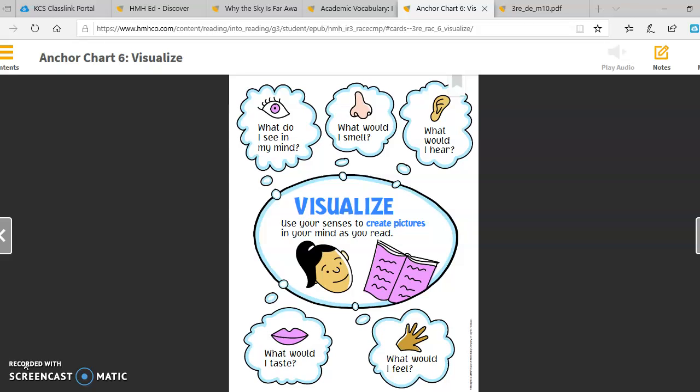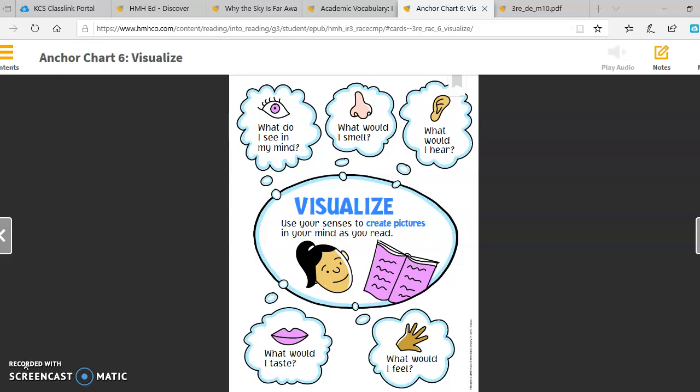And here on this chart, it says, visualize is to use your senses to create pictures in your mind as you read. Ask yourself these questions. What do I see in my mind? What would I smell? What would I hear? What would I taste? Or what would I feel?